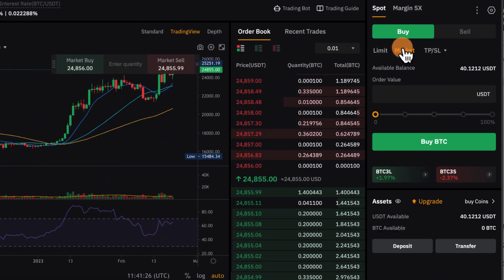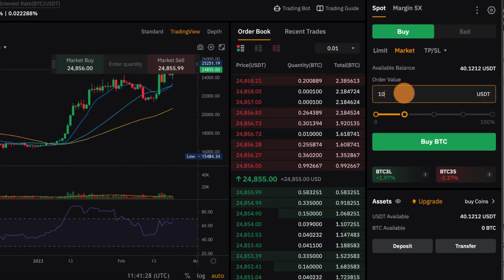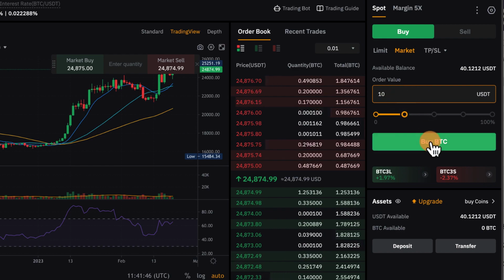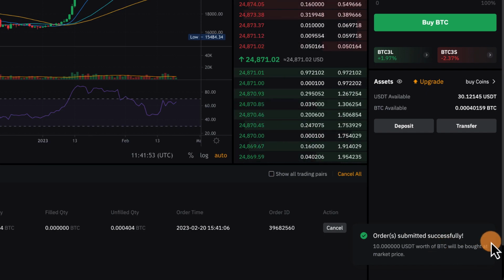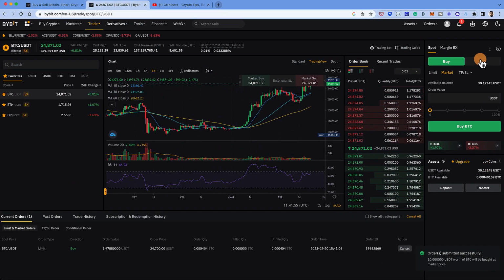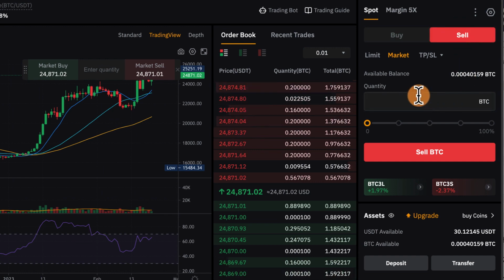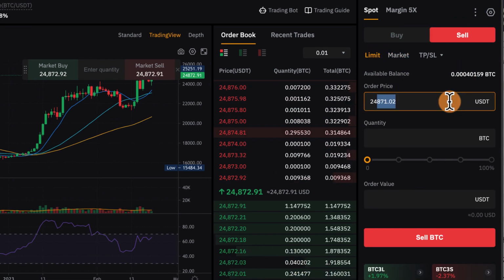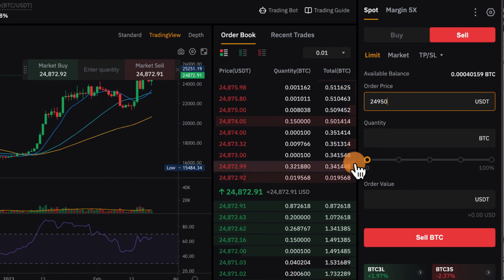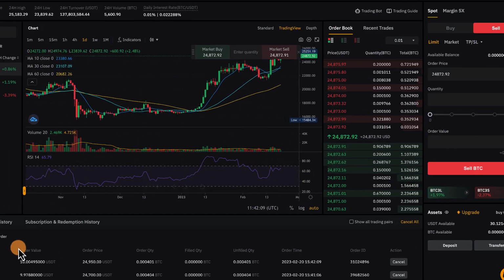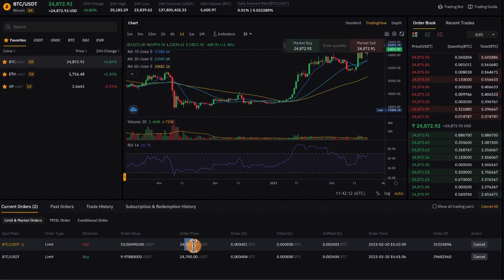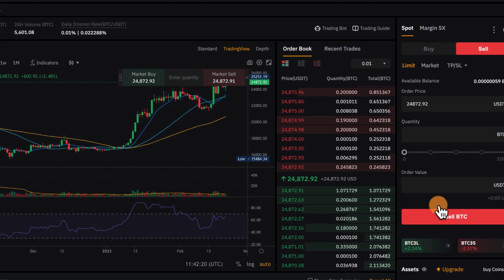Similarly, I can have a market order where I can just simply buy at the market price, simply place an order for $10, and let's confirm. So now order has been submitted, and I've already ended up buying Bitcoin for $10. Now I can always click on sell, and I can place an order that I want to sell this at 24,950 and sell all of my $10 worth of Bitcoin. So I'll just place this order. Now once the price hits 24,950, the system will automatically sell my Bitcoin, and I'll have the corresponding USDT in my account. So that is the limit and market order.